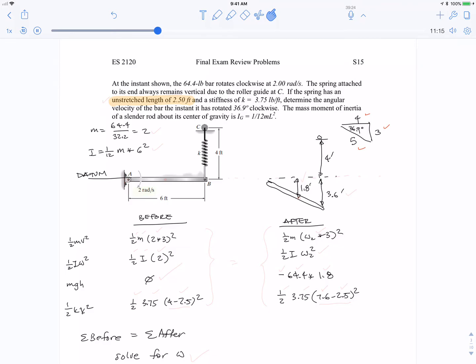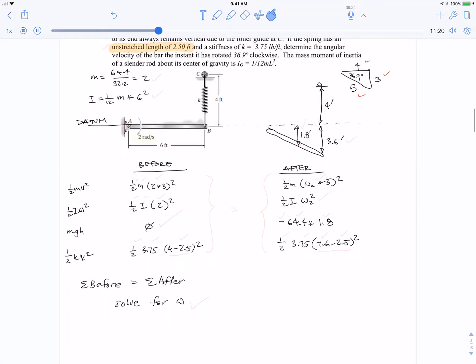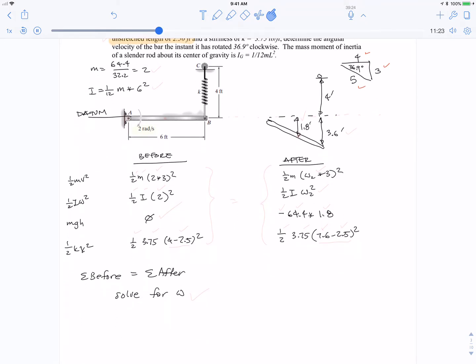Okay, so energy problem, again, you track the four things: 1/2 mv squared, 1/2 I omega squared, mgh, and 1/2 kx squared. When you do the mgh, you need to pick a datum, and whenever you have something horizontal, it's a good idea to just take the datum right there along that horizontal. And you're going to track where the center of gravity moves relative to that datum.